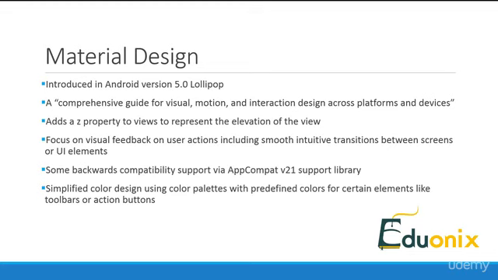Although Material Design was introduced in Android version 5.0, the Android support library AppCompat version 21 offers backwards compatibility for some of the Material Design UI components and views. Material Design also revisits color schemes to focus on a simpler and more refined color definition for applications. This enhancement is accomplished by using color palettes that predefine colors for elements like toolbars and action buttons.